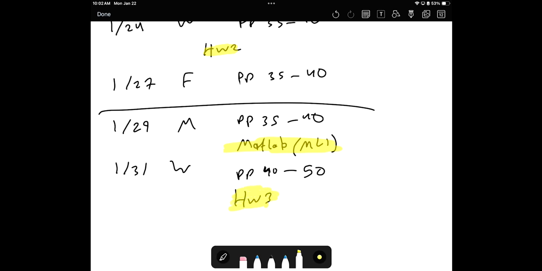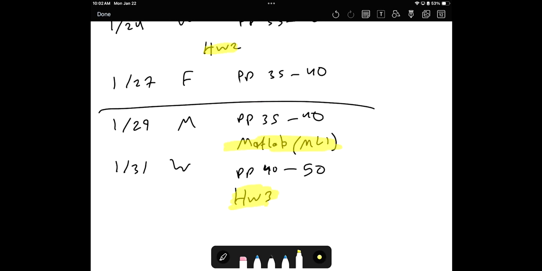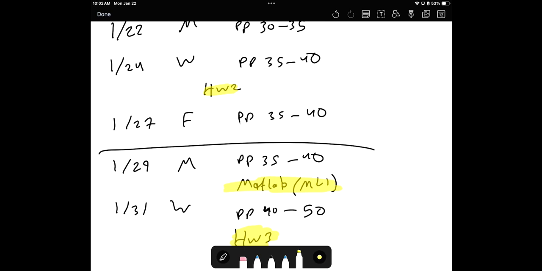A quick reminder: I also published earlier a course announcement on how to connect your Canvas calendar to your cell phone. I encourage you to do this so you can have the exact timeline and know the due dates for all the homeworks by looking at your phone calendar. Okay, any question about this timeline?